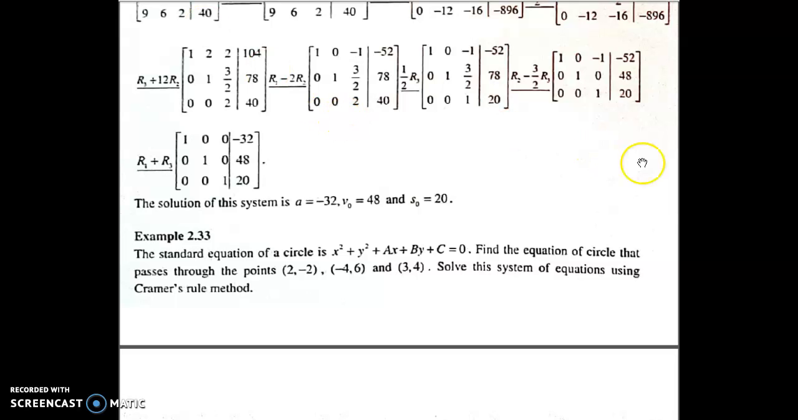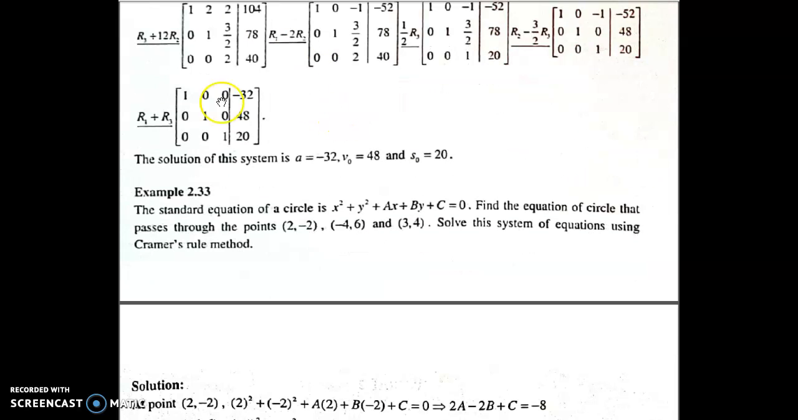Okay guys, let us try to do another example of application. Example 2.33. The standard equation of a circle is x squared plus y squared plus ax plus by plus c equal to 0. Find the equation of the circle that passes through these 3 points, and then solve this system of equations using Cramer's rule method.